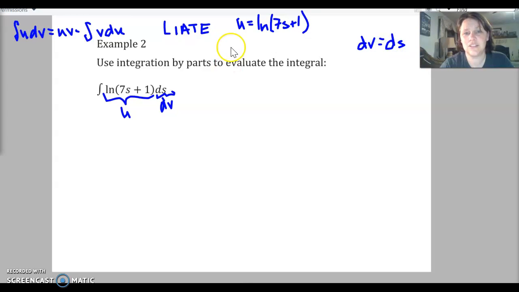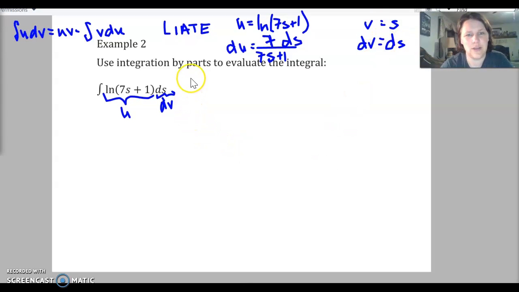So all of this actually seems pretty nice. I can't say that the whole problem is nice though. So the derivative of the natural log of 7s plus 1 is going to be 1 over 7s plus 1. Then don't forget your chain rule in there, so we got to multiply by the derivative of the inside, which is 7, and then ds. Right? And then we got to find the integral of dv, which is just s.